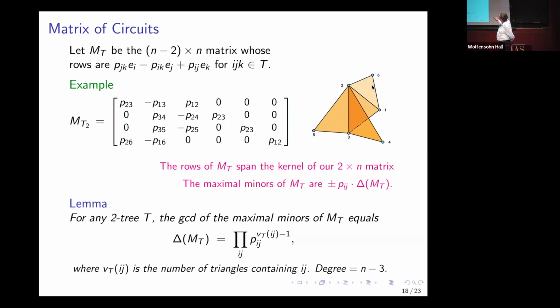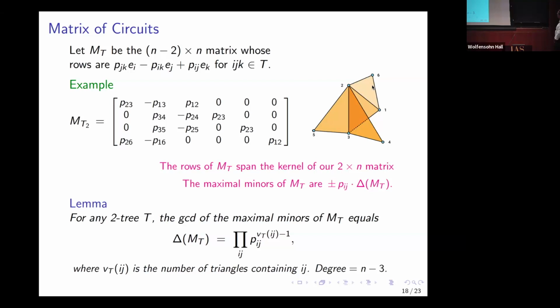And I'm going to put in the row of this matrix p_jk e_i minus p_ik e_j plus p_ij e_k, where e_i is the ith unit vector, for each triangle. So for example, the first row corresponds to the 1, 2, 3 triangle, then 2, 3, 4. Another way of saying this: in each row we have Cramer's rule for computing the kernel of a 2 by n matrix. So indeed, the rows of this matrix span the kernel of the original matrix that defines my point in M_0,n.